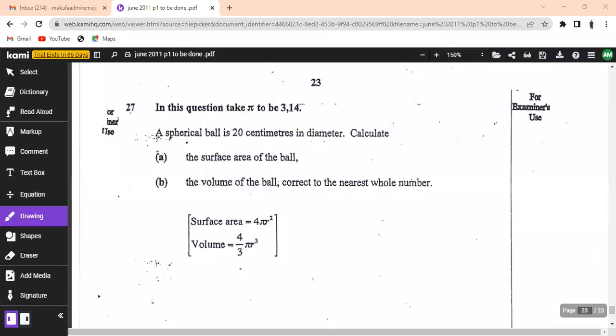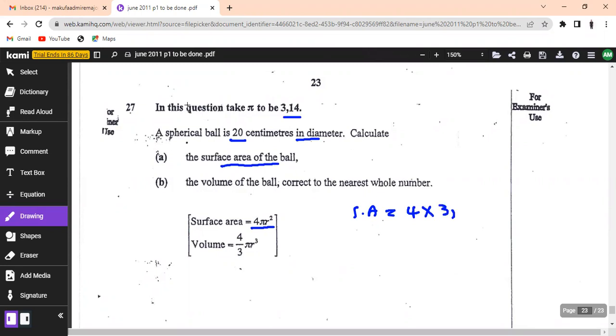Now, number 27, you're given in the question, take pi to be 3.14. A spherical ball is 20 centimeters in diameter. Calculate the surface area of the ball. Okay, so this is a sphere and the surface area is given by 4 pi r squared.